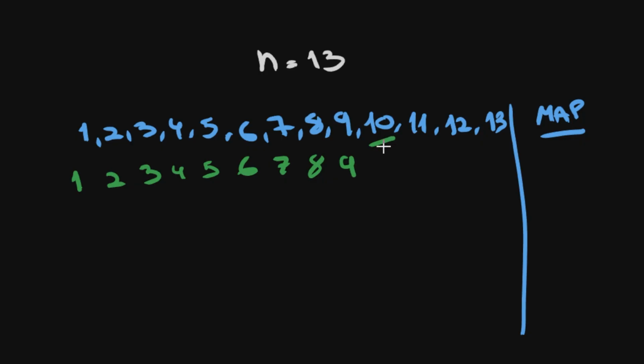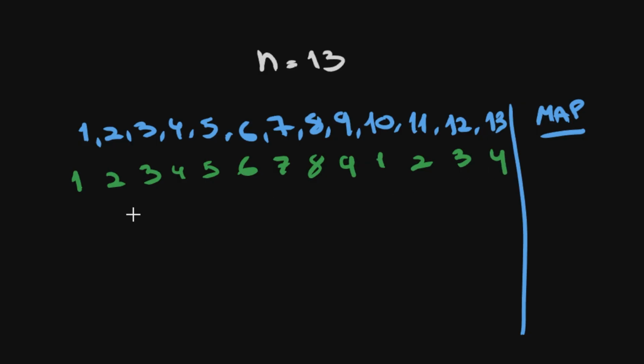So when we reach 10, we are adding 1 plus 0, which is 1. In 11, 1 plus 1, which is 2. 12 would be 3, because it's 1 plus 2. And 13 would be 4.